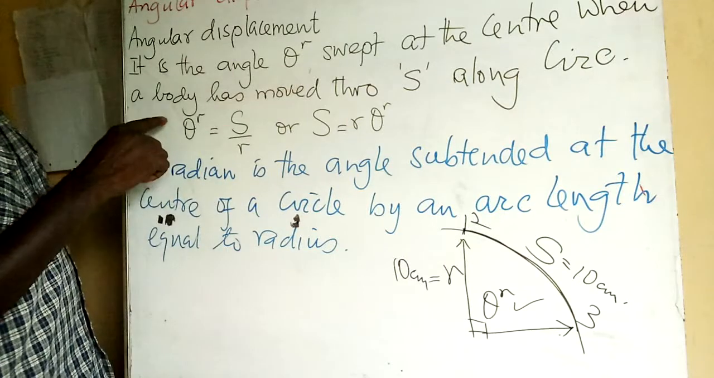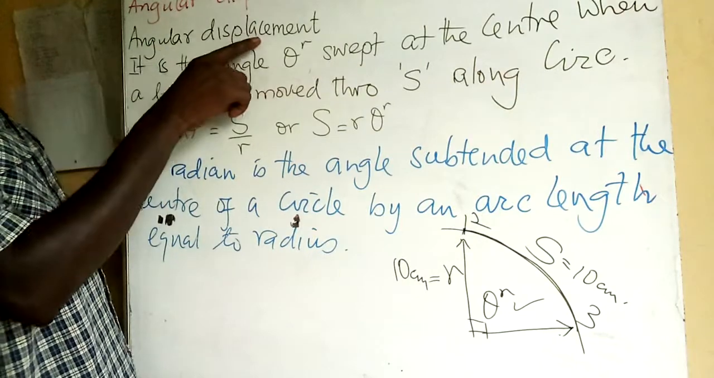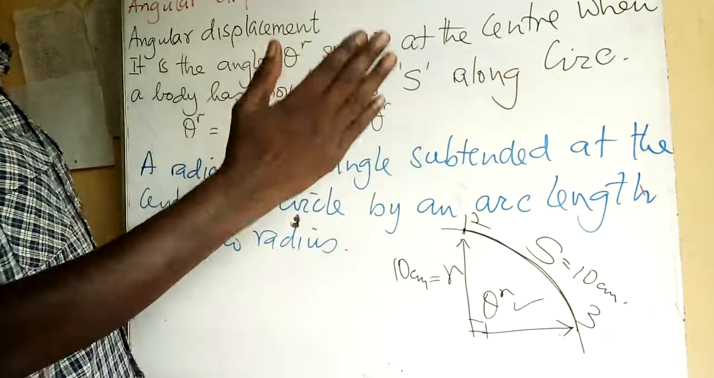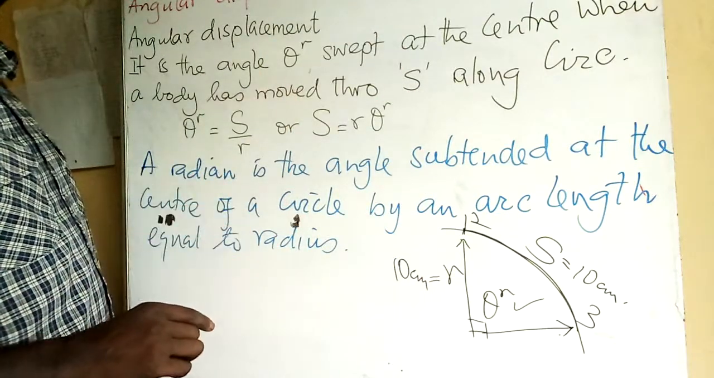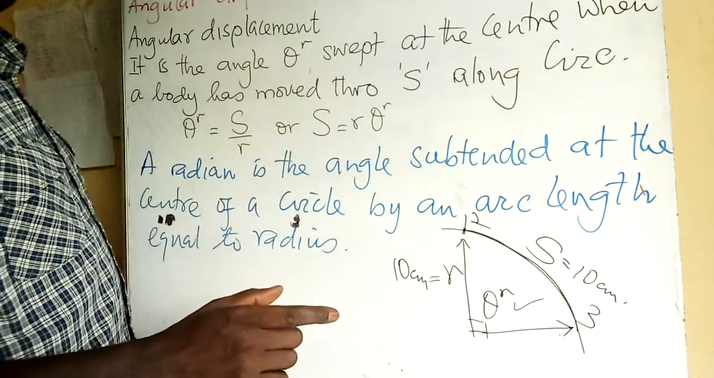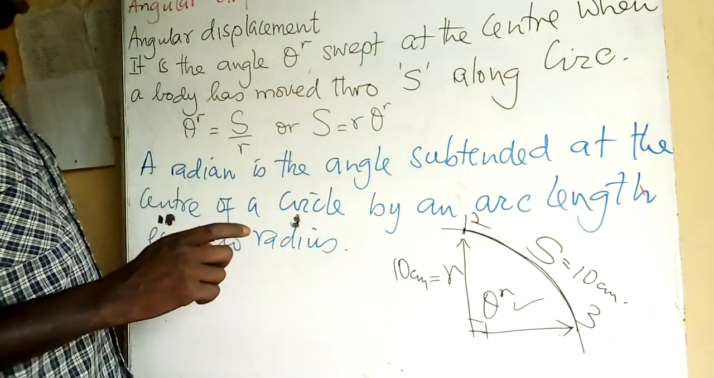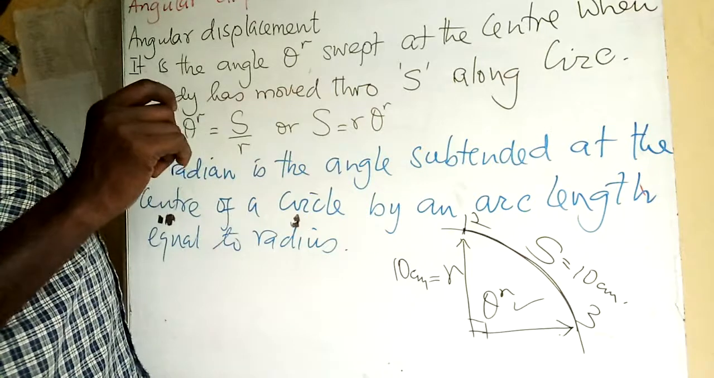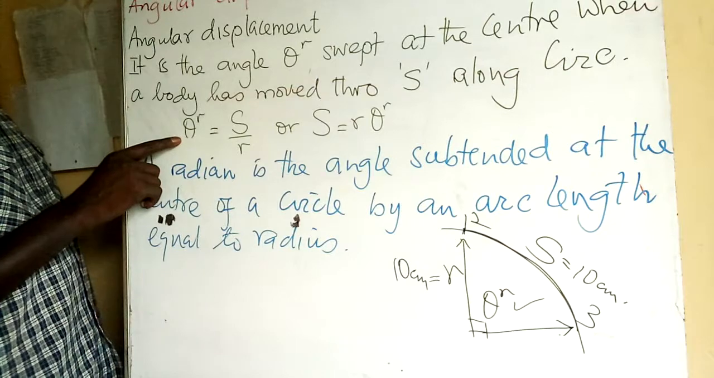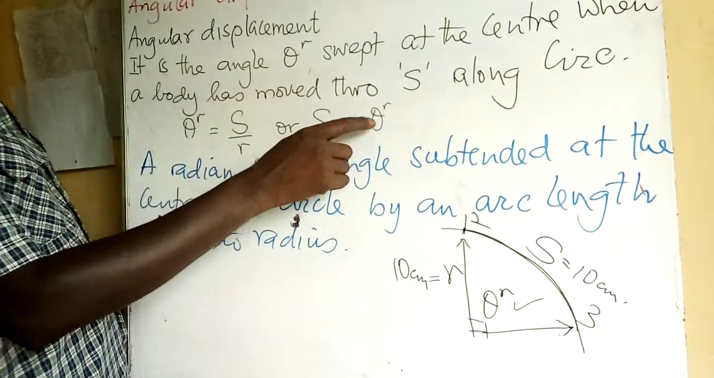So, if you come back up here, theta, angular displacement, is a displacement in terms of angle. When does that happen? When there is motion along the circumference, that motion will always subtend an angle theta, and that theta is in radians. So in mathematics we say theta is equal to S over R, or S is equal to R theta.